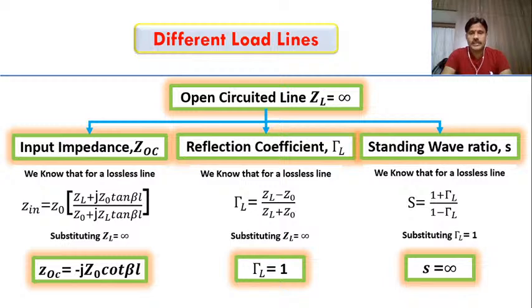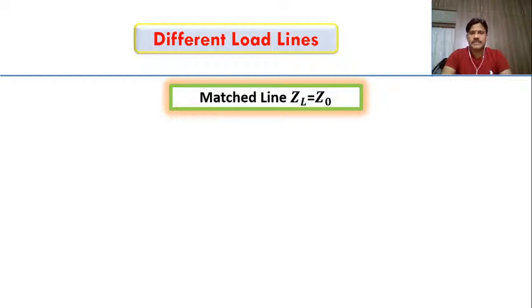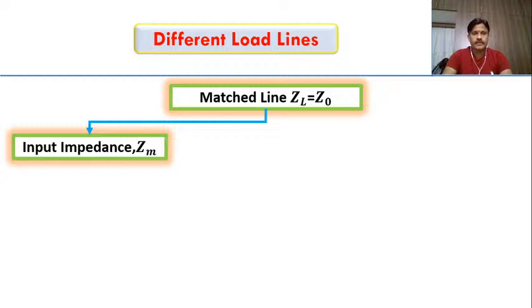Now we will see the interesting case, that is the third case, matched line. Yes, what is the matched line? ZL equals Z0. Similar procedure. Input impedance: for short circuit we have considered ZSC, for open circuit we have considered ZOC, and now for the matched line we represent the input impedance as Zm.